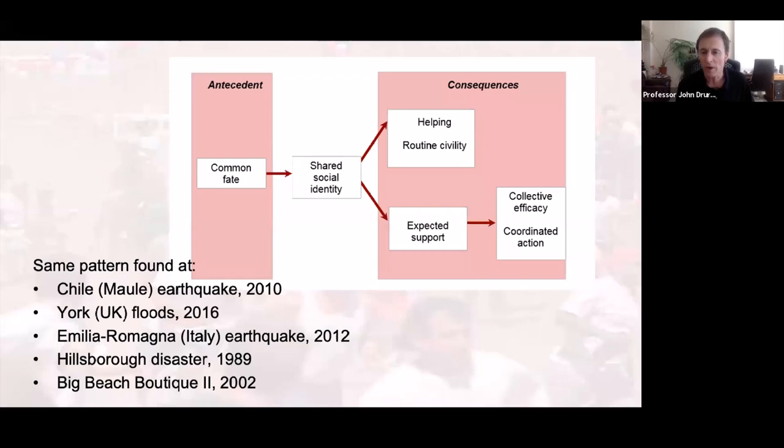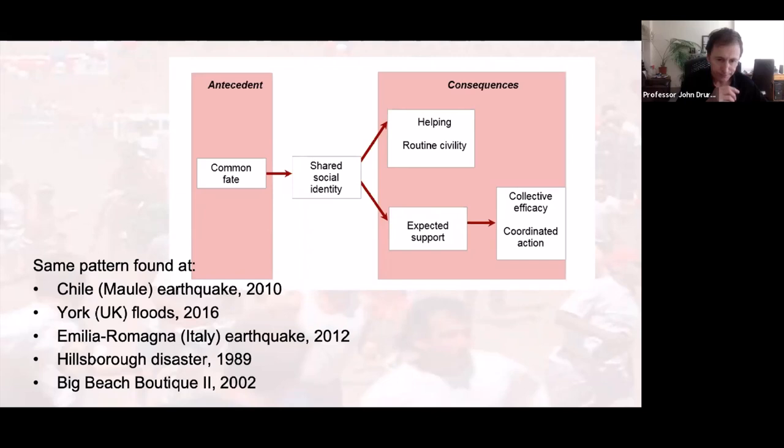It also motivates routine civility, for example queuing, allowing others to go first, coordinating. It leads us to expect support from others. They care about me because they're in my group. That gives me a sense of efficacy, which means my ability to act. So I'm not helpless. If others will back me up, I can act. So together we can remove the train door in this carriage, which is jammed, and get out, because we can act together, we can coordinate. So all these things follow from a shared social identity.